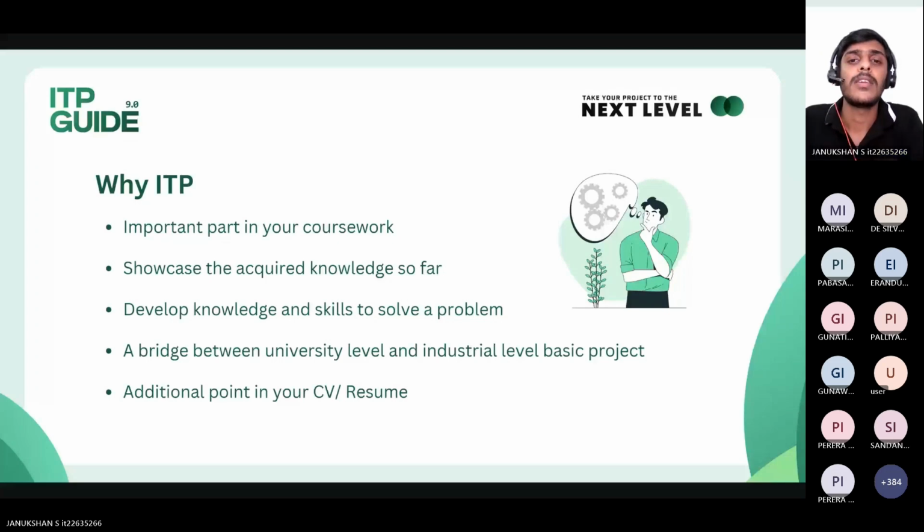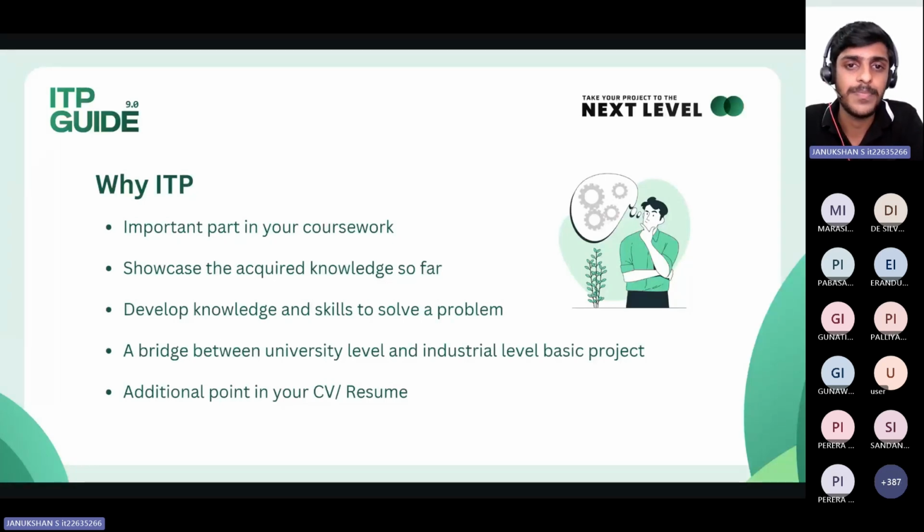Because the successful completion of this project will be a very useful element to add to your CV or resume. As you all are in second year, second semester, once you complete this, most of you will start searching for internships. So when you are doing so, you can show this project and express your skills and how you have completed this.